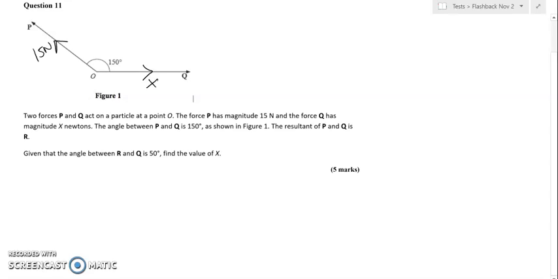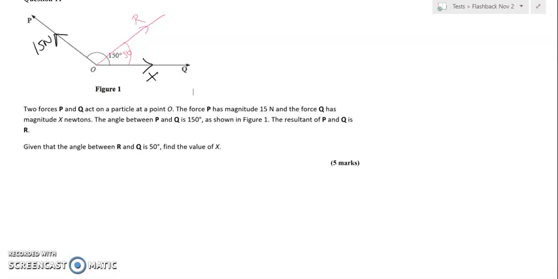Given that the angle between R and Q is 50 degrees, so R must be somewhere like this, and this is 50 degrees. Find the value of x. Okay, so I can think of two ways of doing this question.